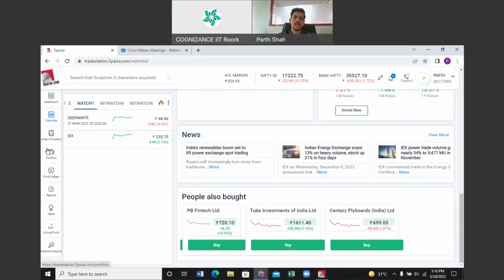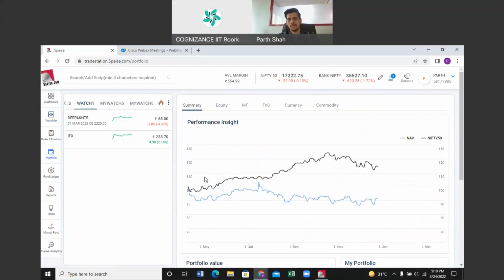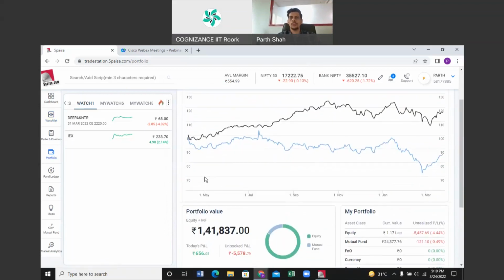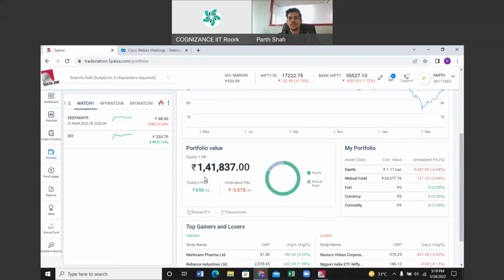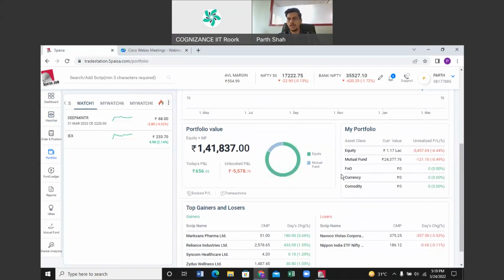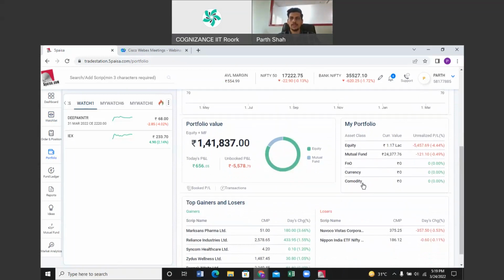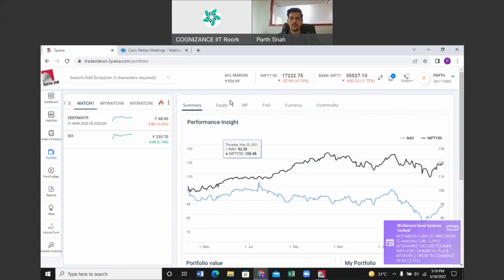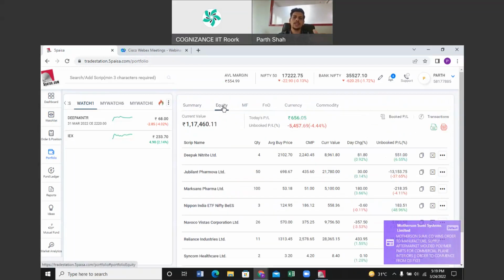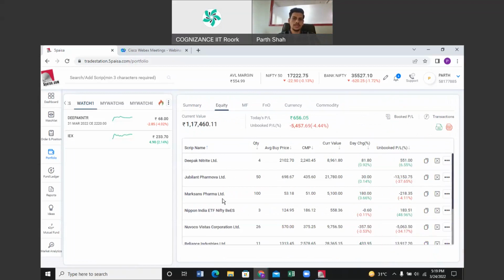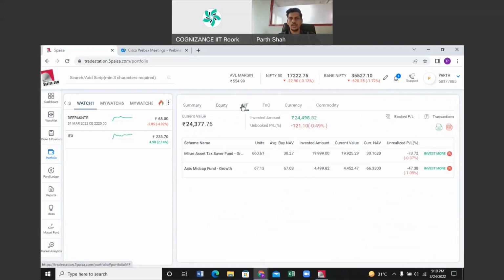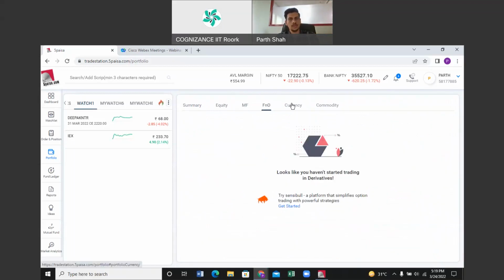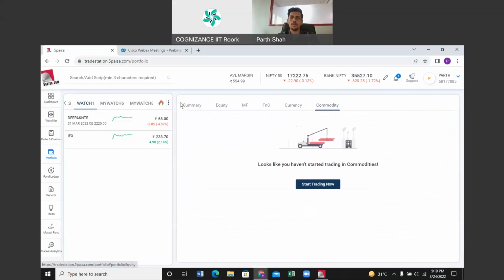Now I'll just quickly take you through the portfolio. If you have made investments, you can see all your investments in one place, whether it is equity, mutual fund, FNO, currency, commodity, everything can be seen at one particular place. And you can see all the gainers and losers in your portfolio. Similarly, you can see asset-class-wise portfolios as well, for equity, for mutual fund, for FNO if you have any position, and for commodity and currency.